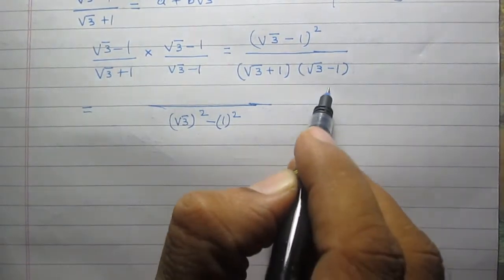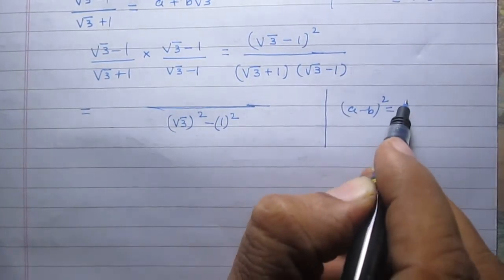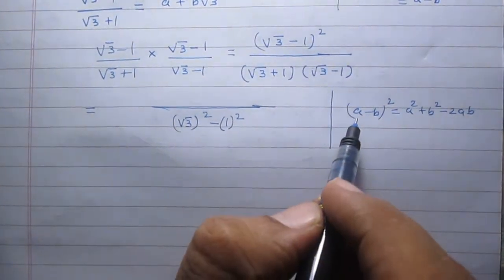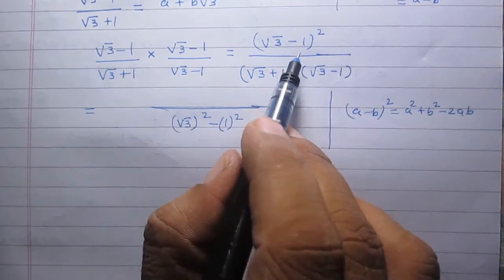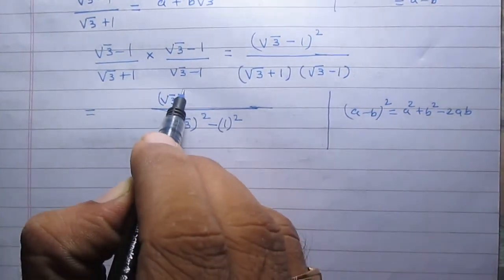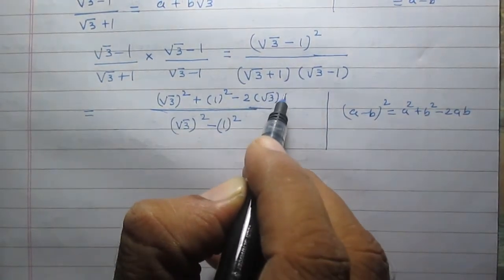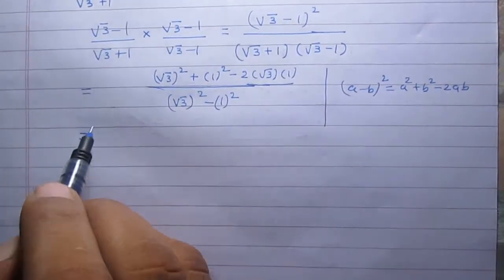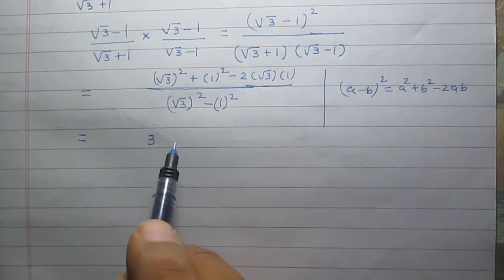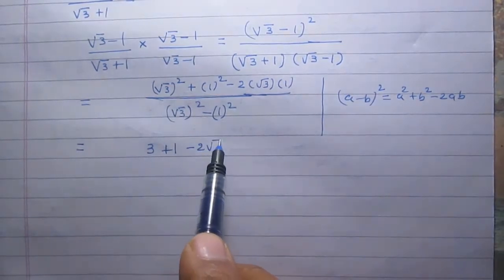Now for the numerator we can apply the identity (a minus b) whole square, which is a square plus b square minus twice of ab. Here a stands for square root 3 and b stands for 1. So the numerator will be simplified as 3, because square of square root of 3 is 3 itself, plus 1 square, which is 1, and then the multiplication of these terms gives minus 2 root 3.